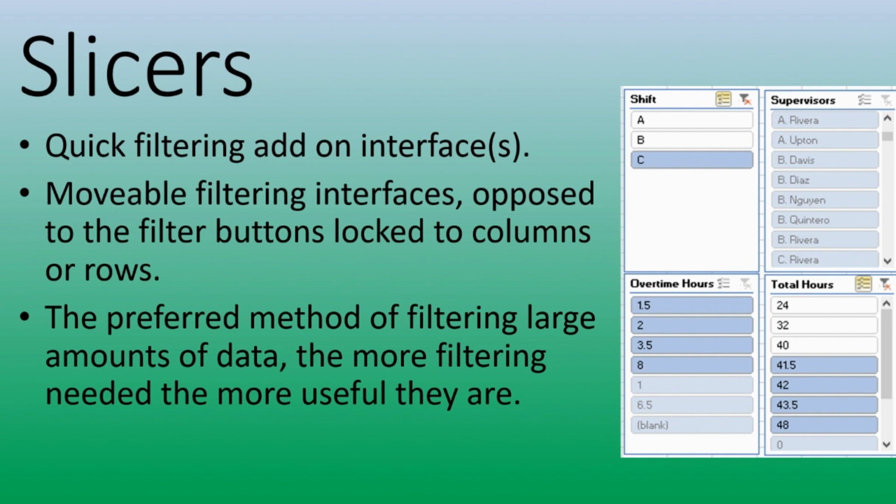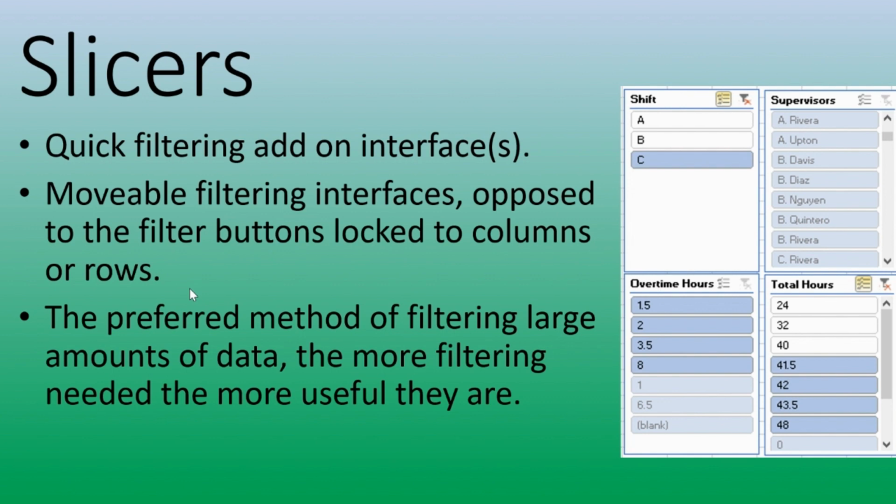And what are slicers? Well, they are quick filtering add-on interfaces. So as you can see on the right here, they're just little buttons that pop up on your Excel sheet, and it just allows you to filter them and have a good view of what you're filtering and what is being filtered together. They're movable filtering interfaces as opposed to the filter buttons locked to columns on rows, and they're the preferred method of filtering large amounts of data.